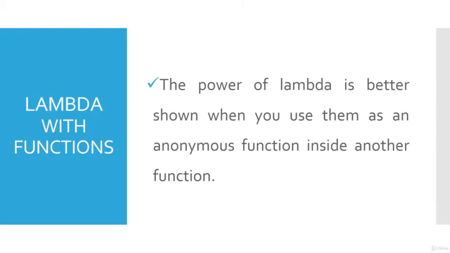In this lesson we will discuss the use of Lambda function with a user-defined function. The power of Lambda is better shown when you use them as an anonymous function inside another function. Let's take a simple example that shows you a function definition that takes one argument called n, and that argument will be multiplied with another number depending on the expression of the Lambda function.